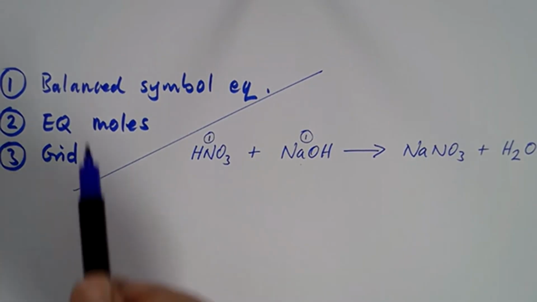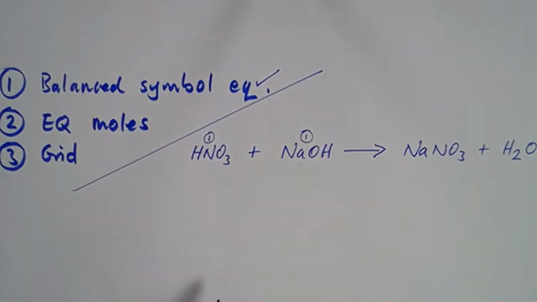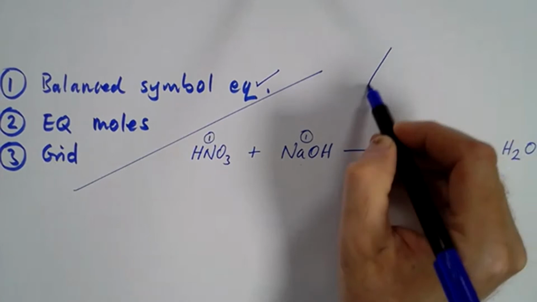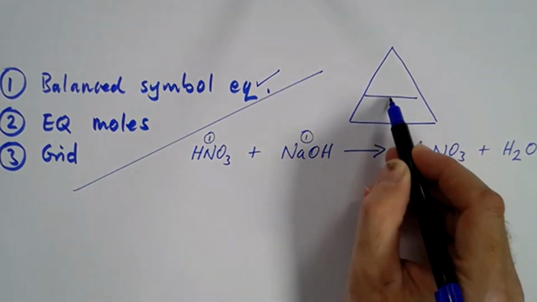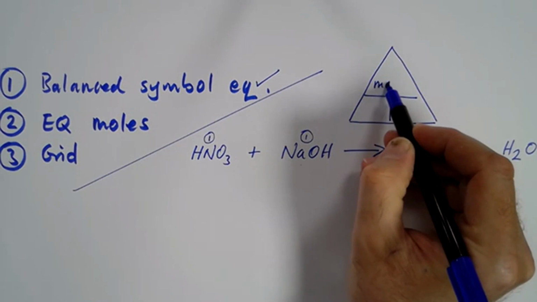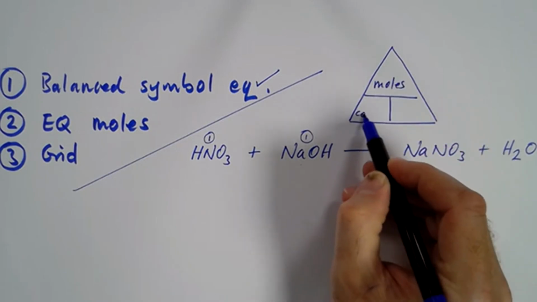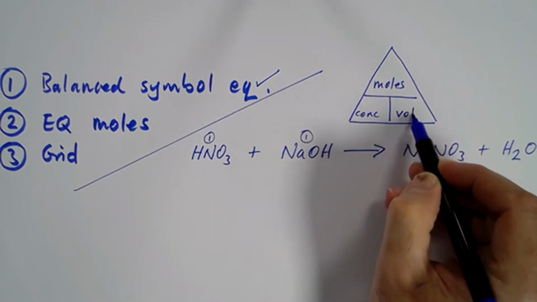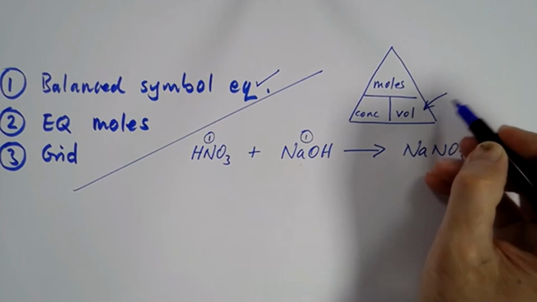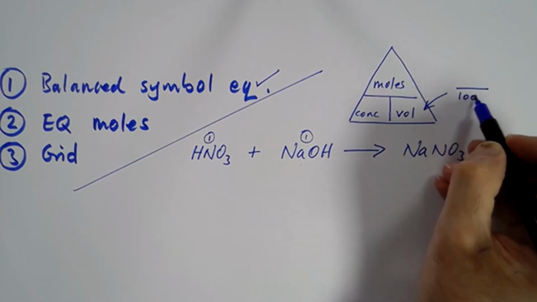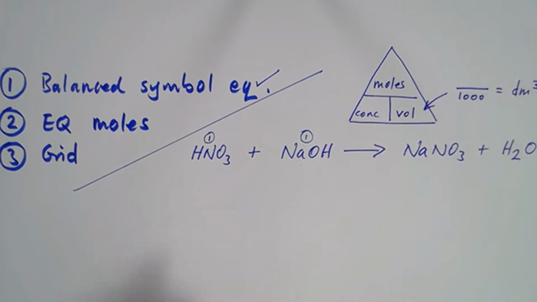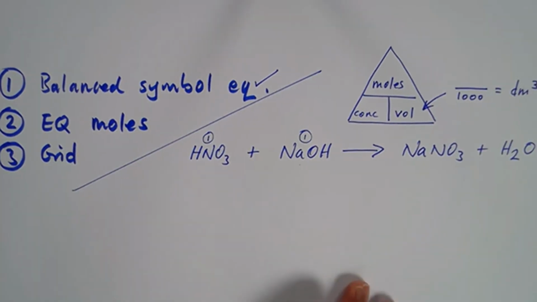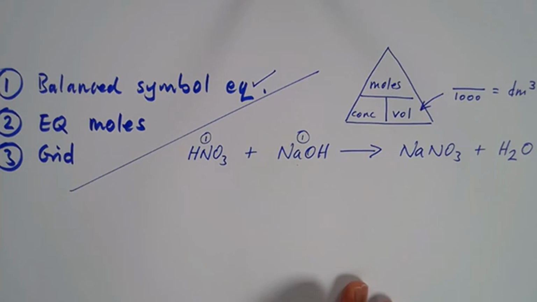Okay, now, so we've written out the equation. Next is to write out the equation for moles. So I would do this in a triangle like this. And moles is equal to concentration times volume. But remember to divide the volume by 1000 to convert centimeters cubed into decimeters cubed. Okay, centimeters cubed to decimeters cubed.